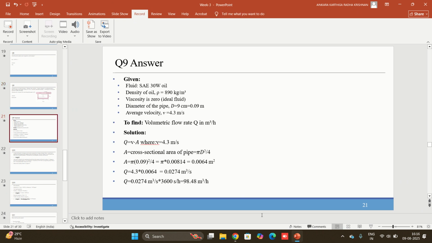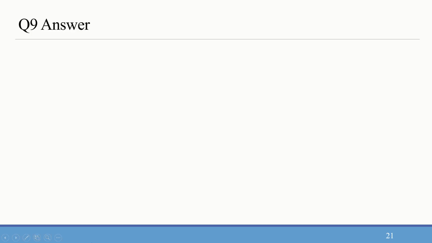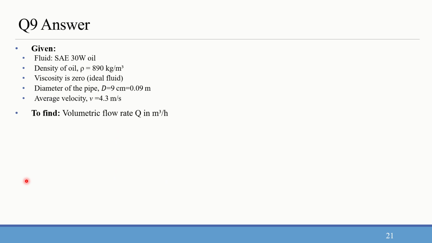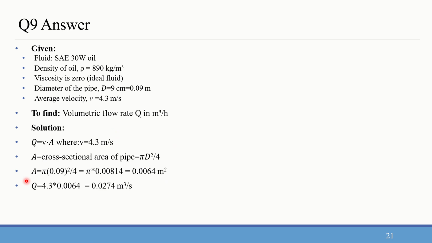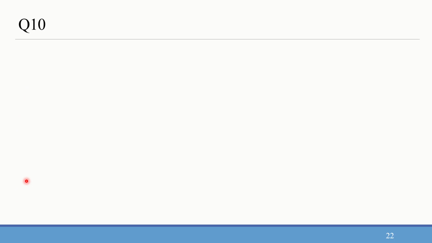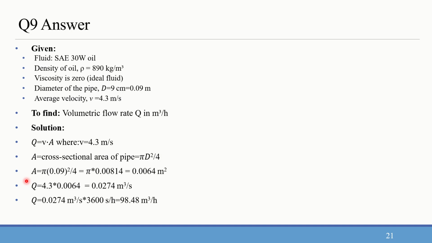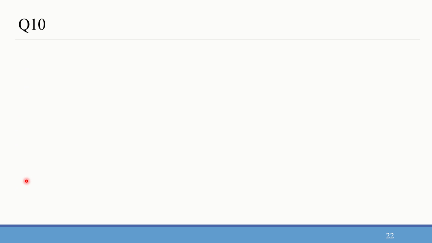So what does it mean? It just means that if Q is 0.00274 meter cubes in 1 second, in 1 hour, which has 3600 seconds, when we multiply that particular value by 3600, we get the value as 98.48 meter cube per hour. So that is the thing. Now we will go to question 10.